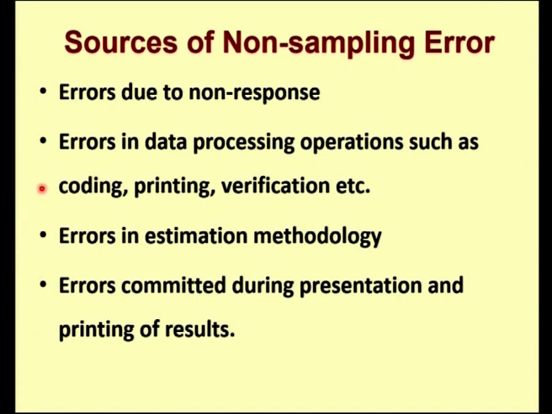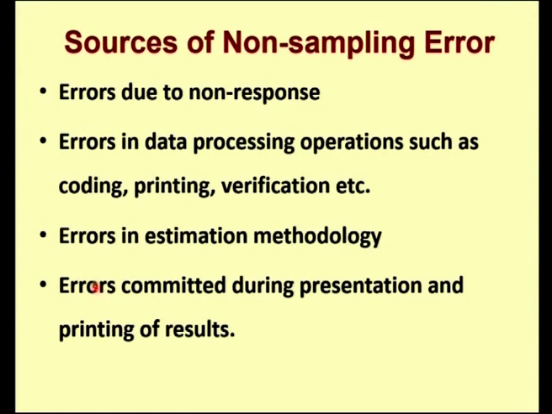We have seen already that the role of a sampling survey is to develop estimation methods to study the population parameters or population characteristics. So, errors in the estimation methodology are considered sources of non-sampling error, and so are errors committed during presentation and printing of results. And we now have a clear idea about sampling and non-sampling errors, what a sample is, and what a population is. Now, how to take a sample?